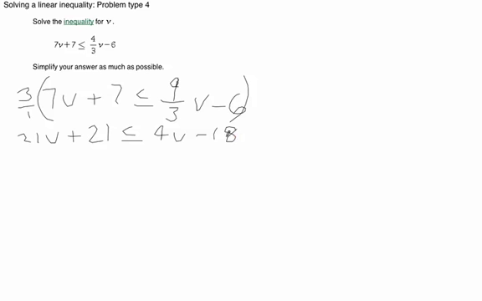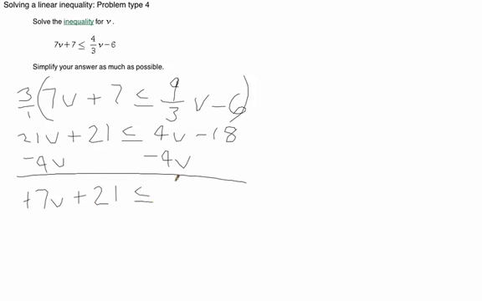Alright, now this is much easier to work with. So all we need to do is gather our variables on one side and our constants on the other. I'm going to notice that we've got a 21v and a 4v here, so I'm going to choose to subtract the 4v from both sides. I could have subtracted the 21v from both sides, but I like positive coefficients, less chance of error. So 21v minus 4v is a positive 17v. We still have that plus 21 here, less than or equal to, and over here we're left with just the negative 18.